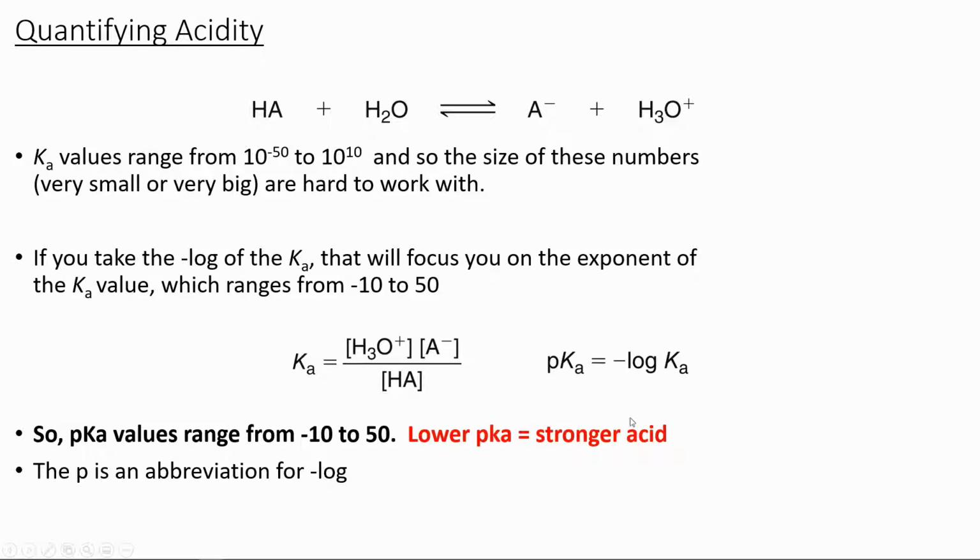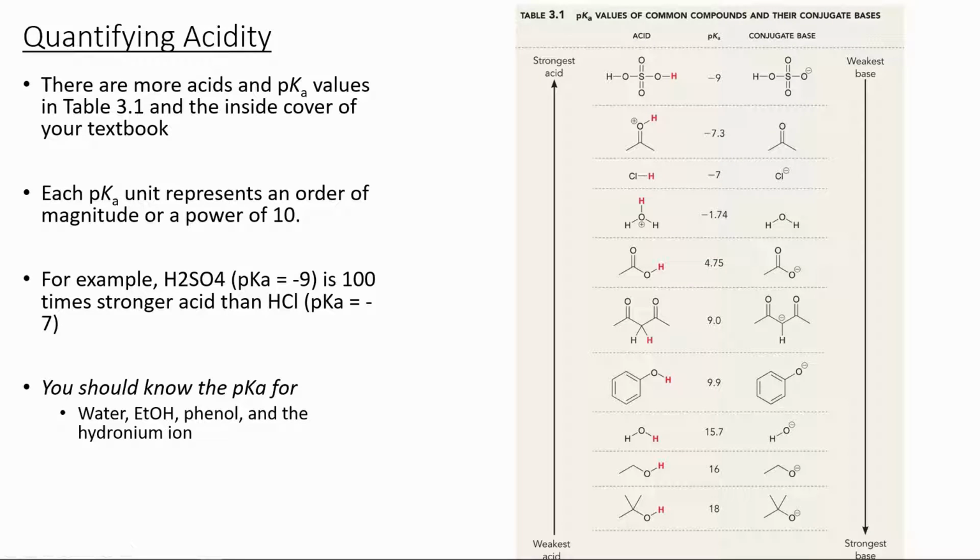In general, for this course, we're going to be mostly working with pKa values, or the negative log of the Ka values. Here is a pKa chart, and we can start here in the top left. We have sulfuric acid, and this is showing the protonated form of the acid. This has a pKa value of -9.